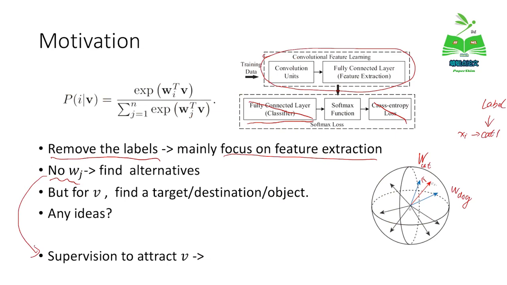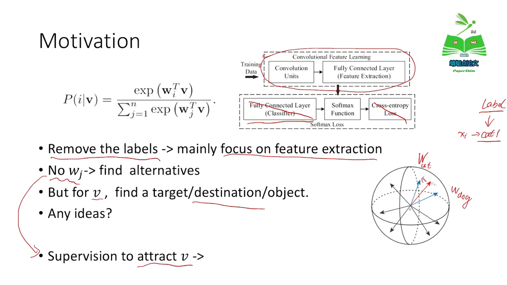But now we don't have labels. We don't know the category. We don't know the ground truth. We cannot attract the V to the place, but we still need to find a loss, right? We still need a loss to give the V a destination.